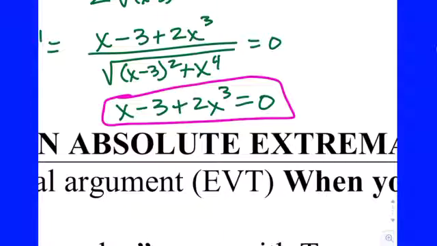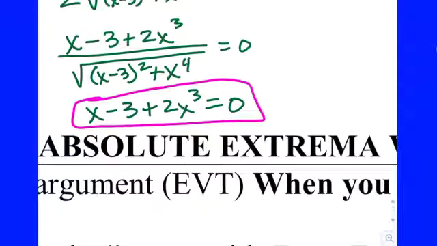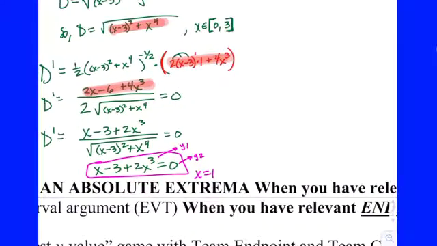1 minus 3 is -2, and -2 plus 2 is 0. So this gives you x equals 1. Now, if it were a calculator question, it might be an ugly decimal. In that case, you'd graph the left side in y1, graph that in y2, and then look for the point of intersection, and then store it. But x equals 1. When you plug in a 1, you get 0. So that's the critical value.